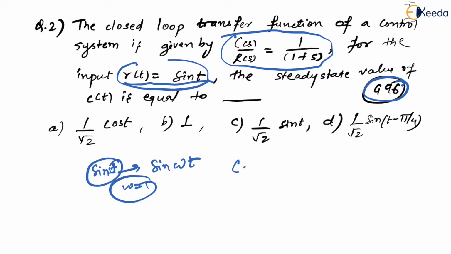Now, let me tell you something. What is G(s)? It is nothing but C(s) upon R(s), which is equal to 1 upon 1 plus s. Is that correct? Yes. Now see, very important, very easy thing. Let us find magnitude. Before that, let me just show that in terms of G(j omega). I will just replace s by j omega. What happens then? I get 1 upon 1 plus j omega, correct?